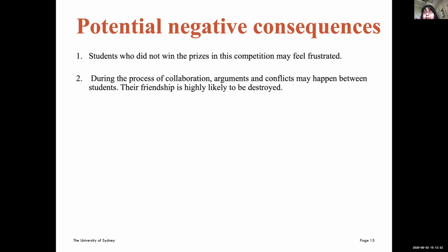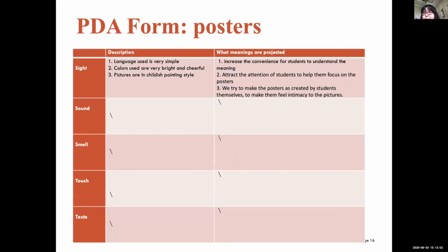Also, another point is that during the process of collaboration, arguments and conflicts may happen between students because they may have different opinions about creating posters. So their friendship may very likely be destroyed. To avoid this problem, in the explanation process we ask the teachers to tell students there is no fighting. So I think these 2 problems can be solved. Next slide, please.